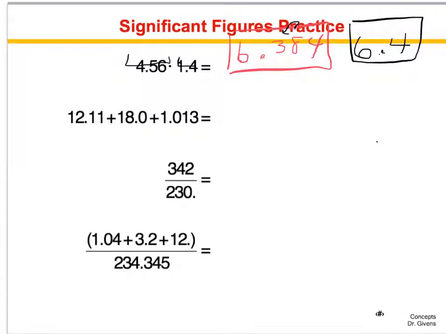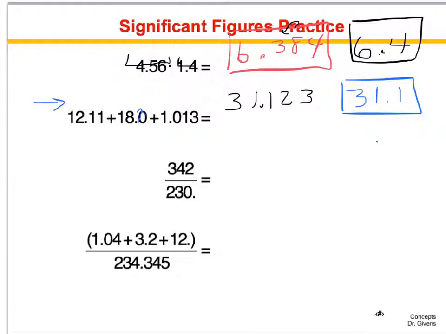How about the next one, which is an addition? On my calculator, I get 31.123. Is that the answer I should turn in? The rule for addition and subtraction says that you use the number of decimal places of the least one. So therefore my correct answer is 31.1. Remember, addition and subtraction uses decimal places, multiplication and division uses significant figures. Now how about the third one?